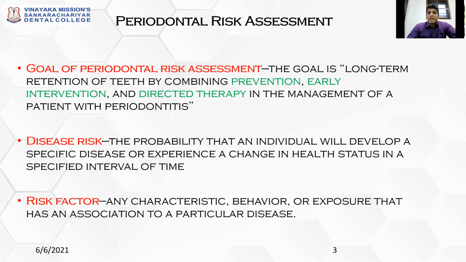A simple example I want to give you with the disease risk and risk factor. The disease risk is who will get COVID-19, like in the present COVID condition. Now we know that healthcare people, the frontline workers, are more prone to have the disease. That's why we are vaccinating the healthcare workers or frontline workers at the earliest. So that is the disease risk.